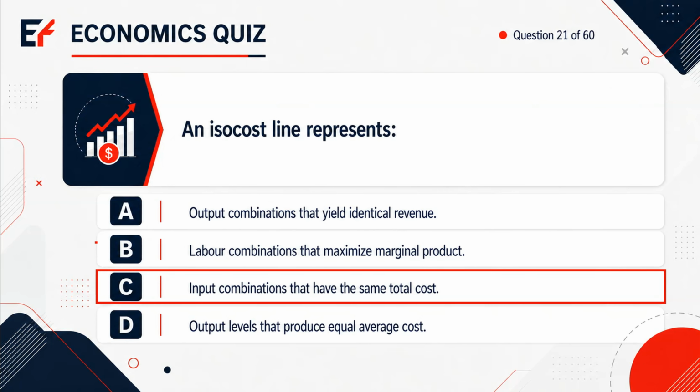Therefore, option C is correct because every point on the line has the same total cost. Option A is incorrect because equal revenue relates to sales or output conditions, not input expenditure. Option B is incorrect because marginal product concerns how inputs affect output. Option D is incorrect because average cost refers to cost per unit of output rather than combinations of inputs.